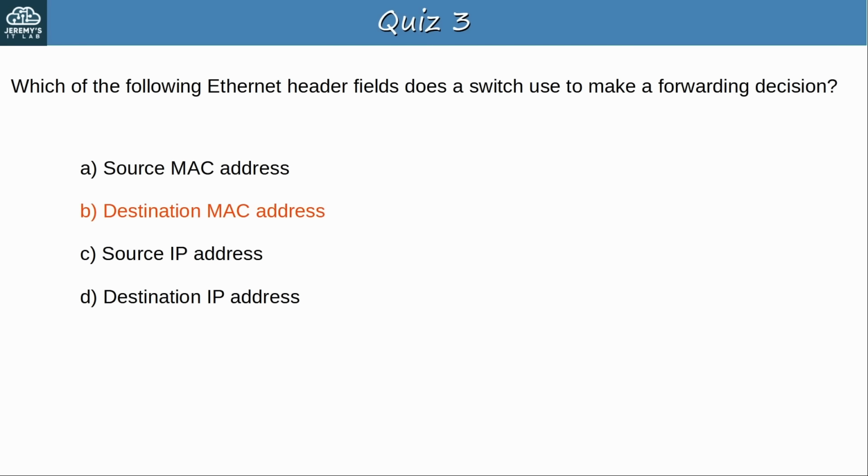In Layer 2 forwarding, switches don't look at Layer 3 information, so C and D can be ruled out because they mention IP addresses. Plus, the question mentions the Ethernet header, and IP addresses are not part of the Ethernet header. As for A, the source MAC address field of Ethernet frames is used to build the switch's MAC address table, but when it comes to actually forwarding a frame, it looks at the destination MAC address field and makes a forwarding decision. So B is the correct answer. Let's go to question 4.